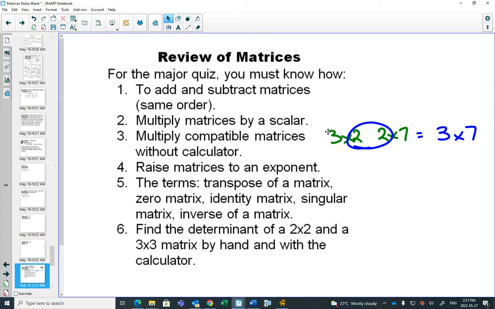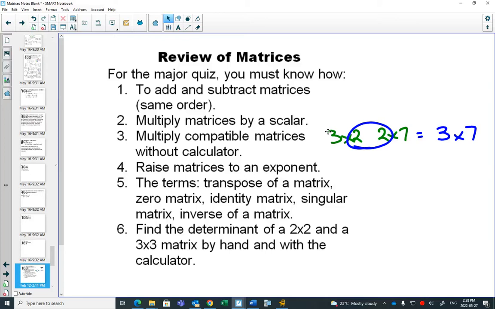So first of all, the middle numbers have to be the same in order for it to be possible. And once it's possible, the outside numbers tell you how big the answer is. And as Michael just demonstrated, that's where we took the row, turned it on its side, crashed it into a column, picked up and added up all the pieces.